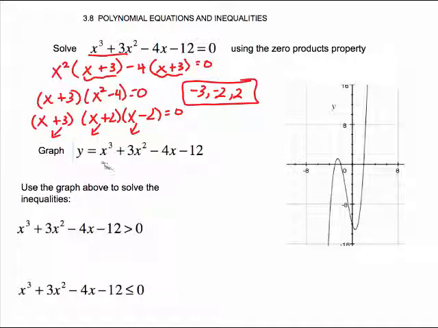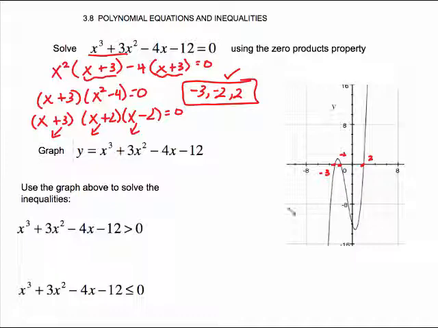Now, the next thing we're asked to do is graph that polynomial, and that's a screen clipping of that graph. To tie this in with what we did in the last section, notice that our curve crosses the axis in three places. It crosses here, here, and here. And we know what those intercepts are because we have these solutions. This one over here is negative 3, this one right here is negative 2, and this one here is positive 2.